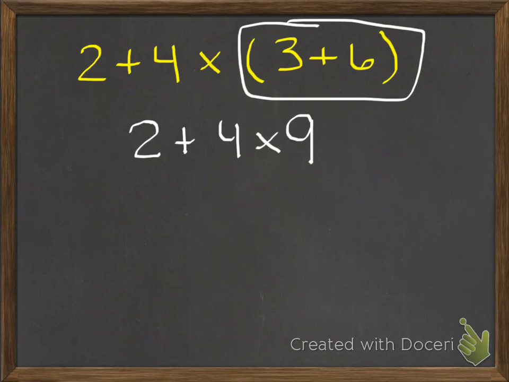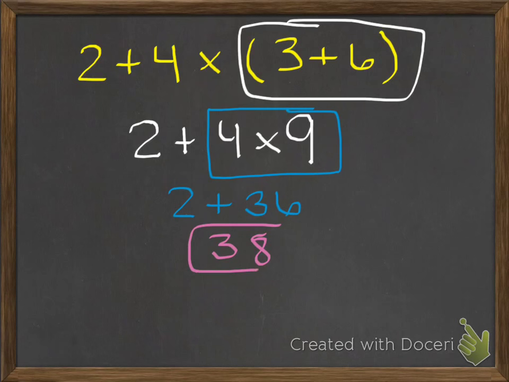Okay, and now in this next step, we've got addition and we've got multiplication. And according to the order of operations, we have to process this 4 times 9 first. So we're going to get 4 times 9 is 36, and we're going to copy that 2 plus. And then our very last step is to add 2 plus 36, which gives us 38.